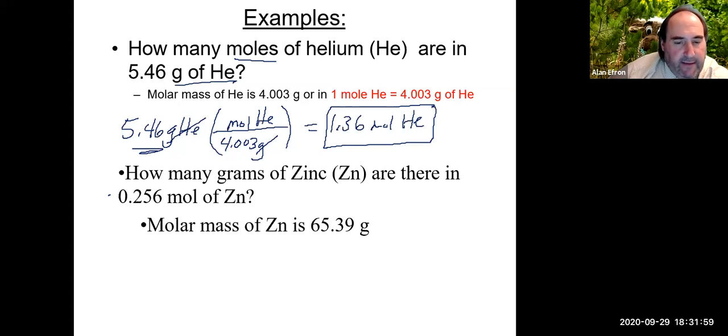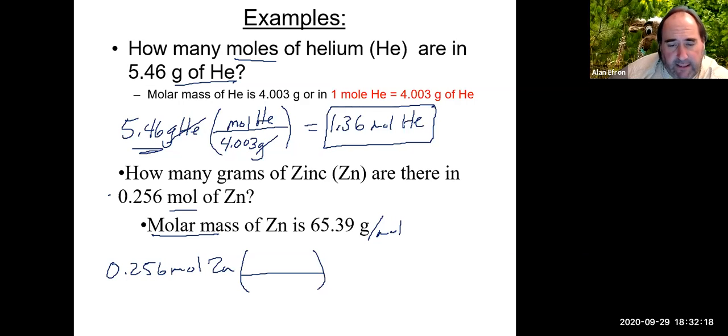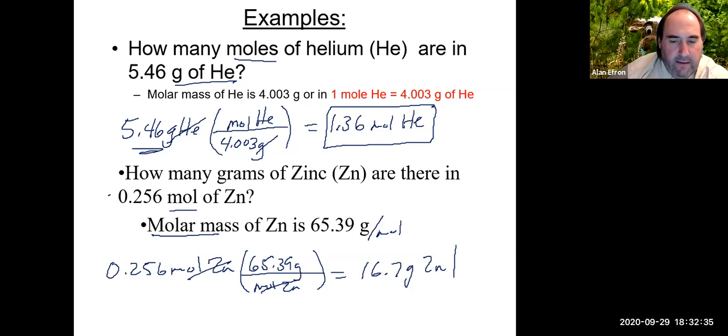And the second one here, how many grams of zinc are there in moles? So same idea. We're looking for grams from moles, so the molar mass from the periodic table. And again, we would start with our 0.256 moles of zinc, actually multiplying by the molar mass in this case. Again, the moles will cancel, and that will get us something like 16.7 grams of zinc. Any questions on those two there?